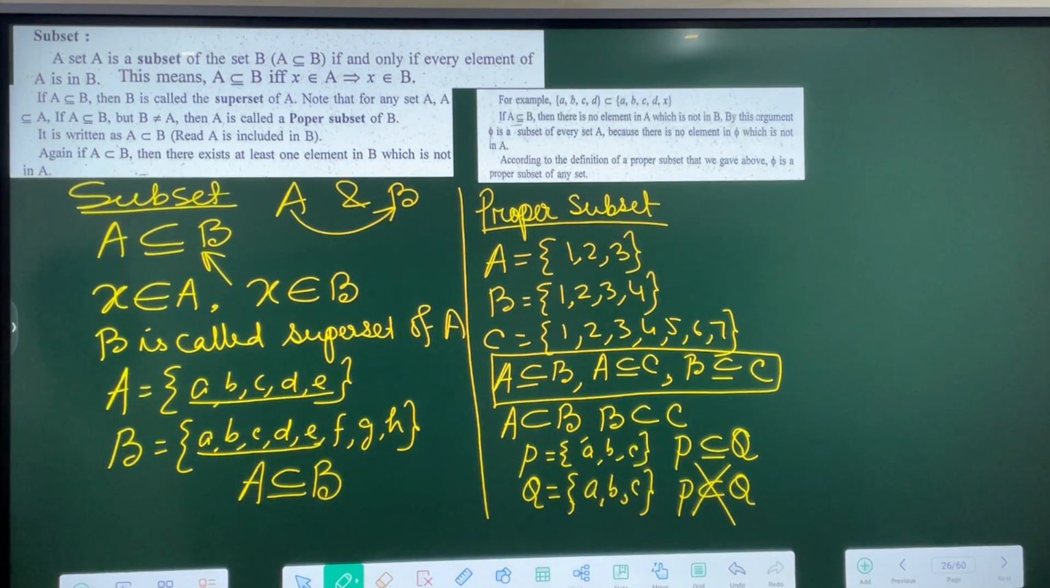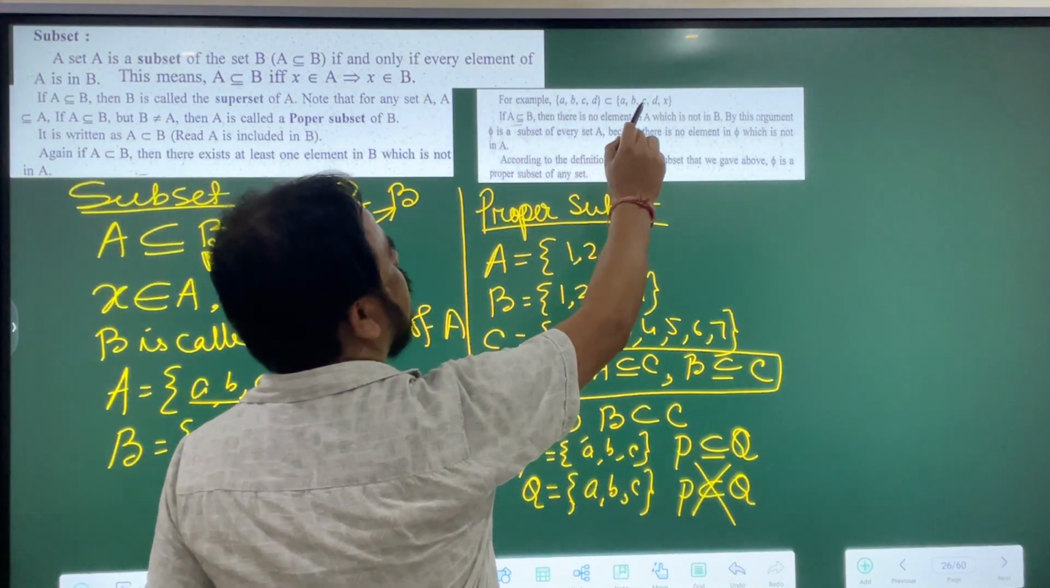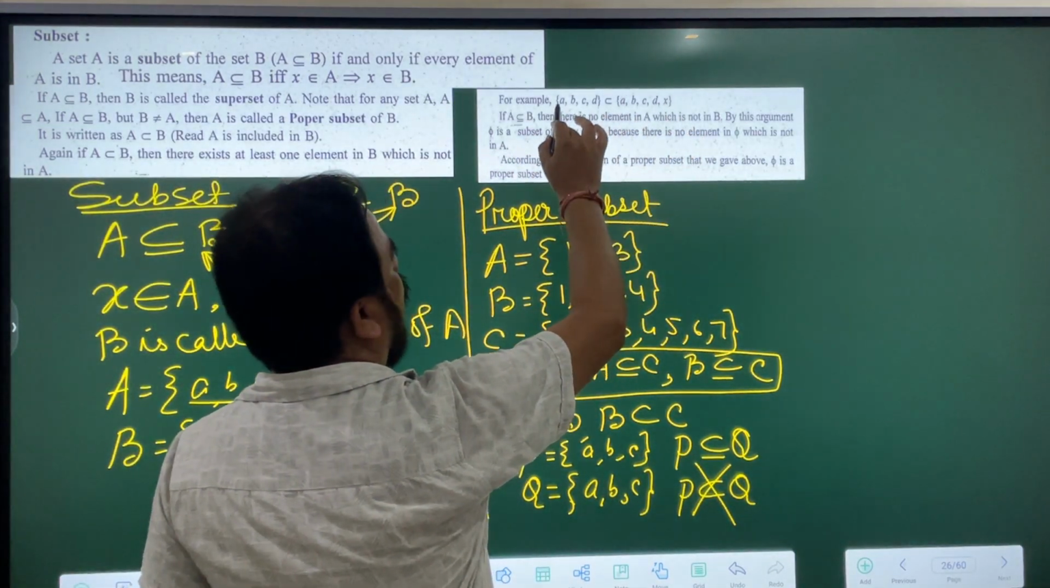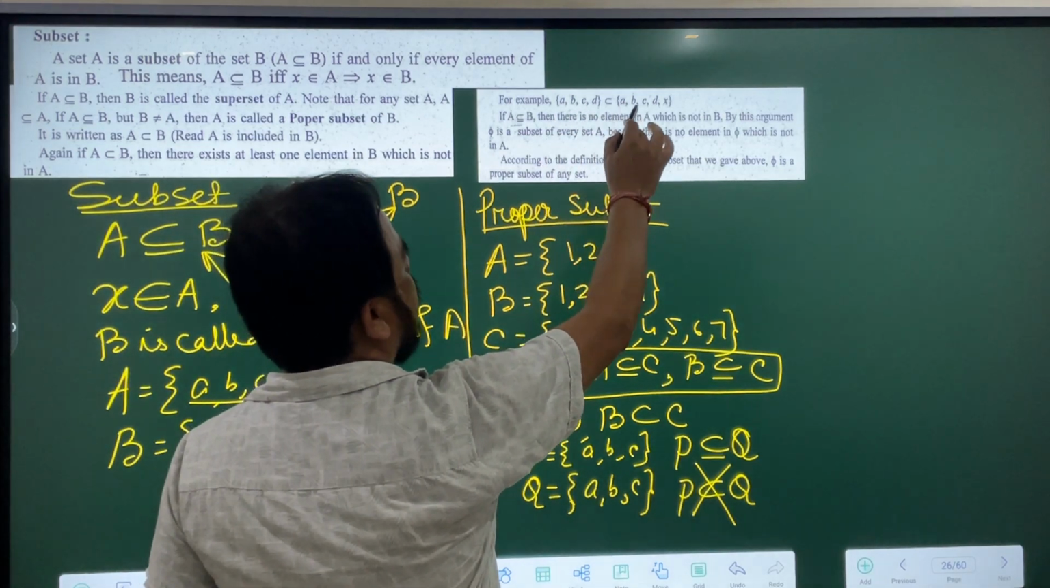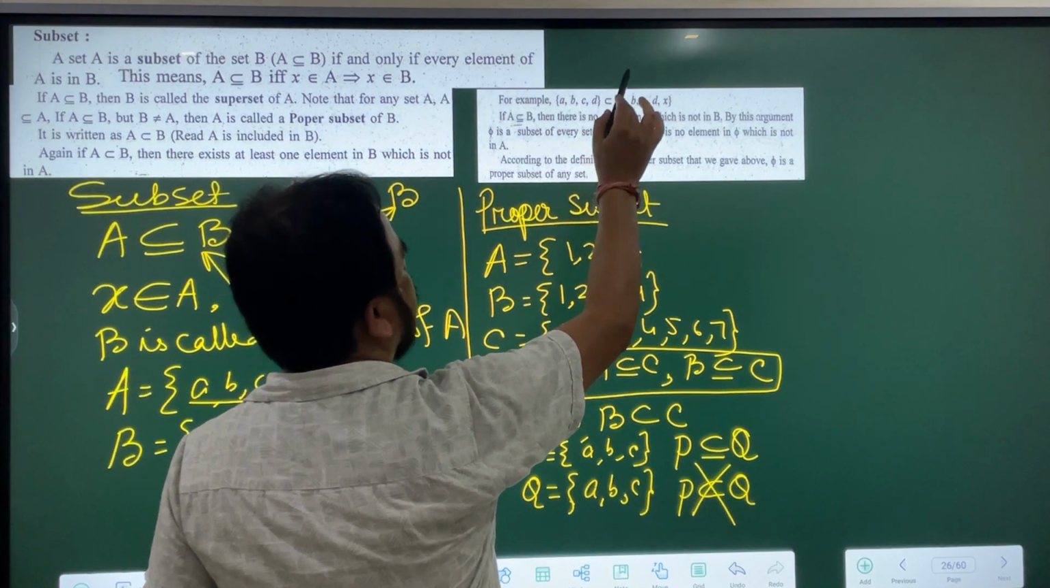You have understood properly. Here, for example, given A, B, C, D is proper subset of A, B, C, D, X. All A, B, C, D. Here also A, B, C, D. It has got one extra element. So this set is proper subset of this.